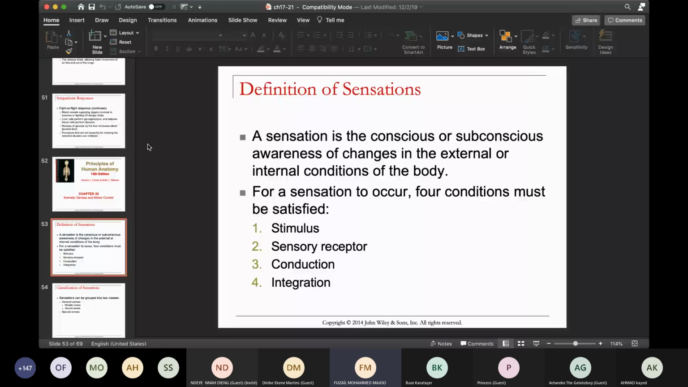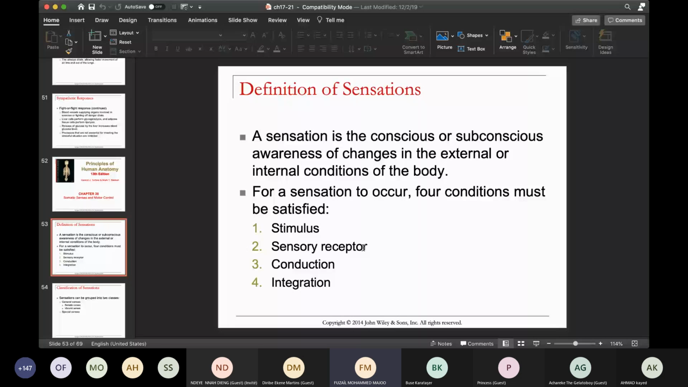One is stimulus, a change that takes place within the environment that's capable of activating neurons. So first need is a stimulus, a change within the environment that's capable of activating sensory neurons. Then you actually need that sensory receptor. Its job is to convert that stimulus into a nerve impulse.